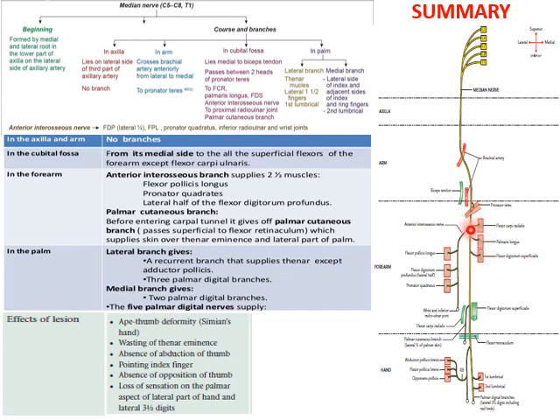In the upper part of the forearm, just distal to the pronator teres muscle, it gives a larger branch which is called the anterior interosseous nerve that supplies the deep muscles of the forearm, being flexor pollicis longus, pronator quadratus and the radial half of the flexor digitorum profundus, which sends its tendons to the index and middle fingers.